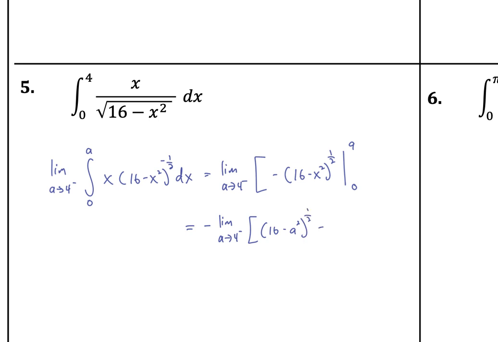Okay, plug in 0 for x, and you get 4. So you get 16 to the 1/2, so that's 4. Okay, and then same as the last one, this part goes to 0. For values less than 4, that will be positive on the inside of that thing to the 1/2, and then the limit is negative 4 times that negative, which is just 4.